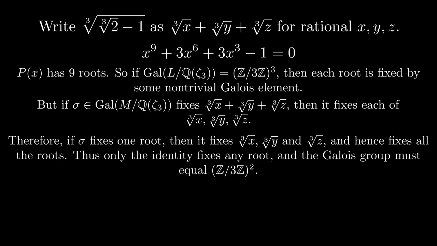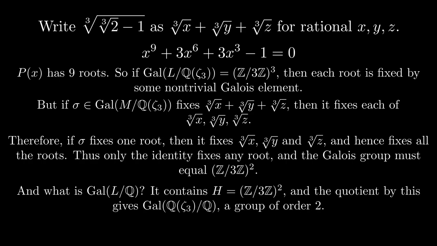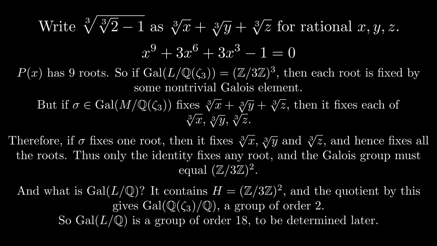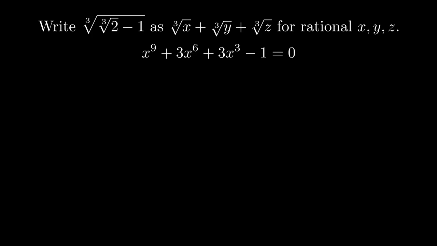So we know that the only Galois element that fixes anything is the identity, and so the Galois group can't be (Z mod 3Z) cubed, so it must be (Z mod 3Z) squared. But we should eventually worry about Gal of L over Q instead of over Q adjoin zeta 3, but it has this order 9 subgroup, and its quotient is the Galois group of zeta 3 over Q, which is a quadratic field, so it has order 2. So Gal of L over Q is a group of order 18, and we'll worry about its structure later. That's good enough for now. Great, that's one step of 5 down.